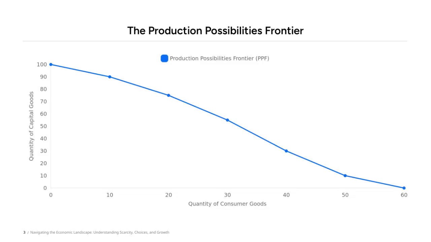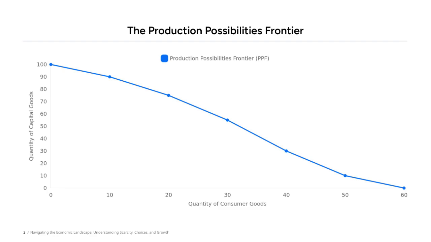Here we have the Production Possibilities Frontier, or PPF, which shows the trade-offs between producing consumer goods and capital goods. On the horizontal axis, we have the quantity of consumer goods produced, and on the vertical axis, the quantity of capital goods. The curve itself represents the maximum possible production combinations of these two types of goods, given the resources and technology available. Notice how as we increase the production of consumer goods, the production of capital goods decreases.